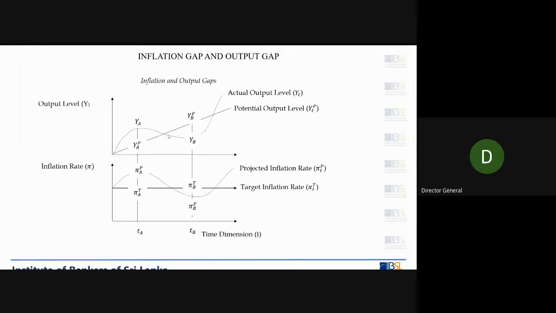But here it is the other way around. The economy is slowing down, the gap is negative, output is lower than the potential, and the inflation rate is also lower than the target. This is a kind of stagnant environment, so you have to stimulate the economy. Here, you have to cool down the economy because it's overheated. Here, you have to stimulate because it is stagnant. This is another way of understanding those concepts.